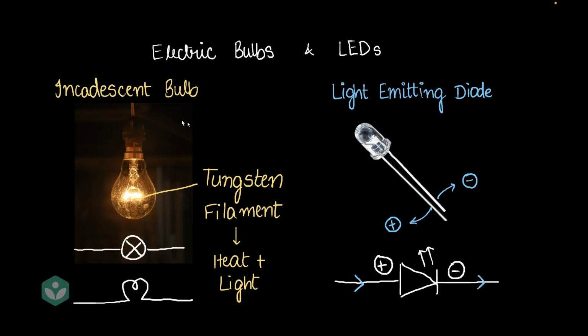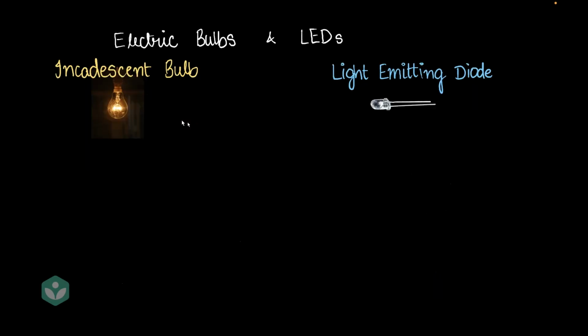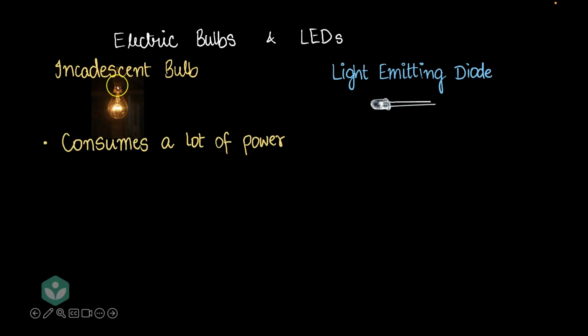Great. Now let's discuss a few pros and cons of incandescent bulbs and LEDs. Incandescent bulbs consume a lot of power. That's because a lot of the electrical energy is converted into heat and a little bit is converted into light. So a lot of the energy is wasted in the form of heat. LEDs, on the other hand, do not produce much heat and so they consume less power.